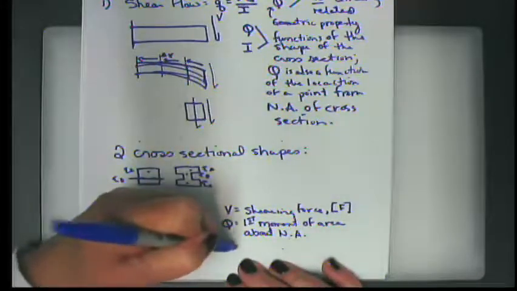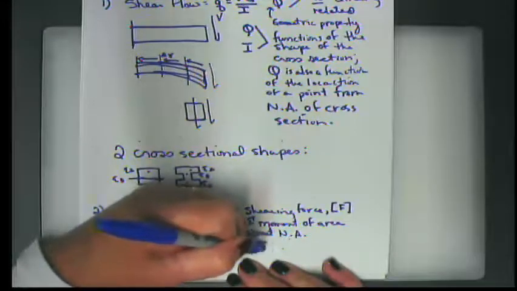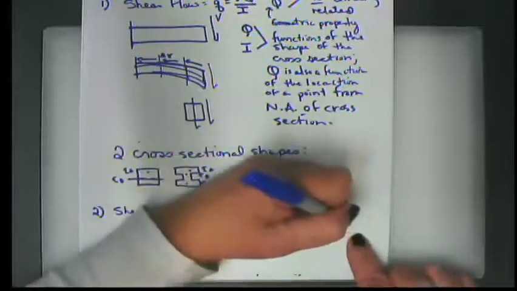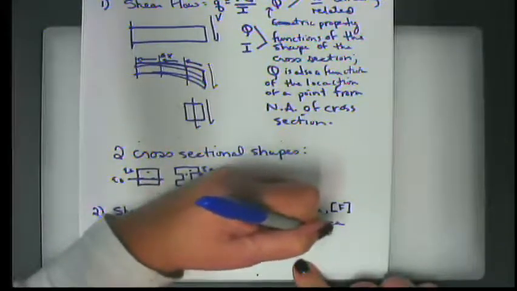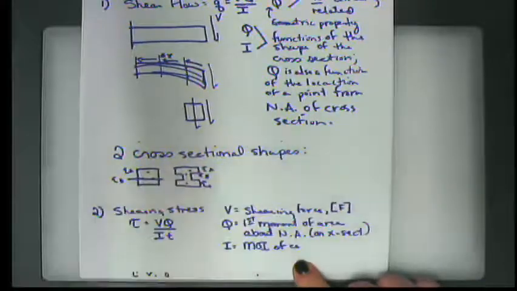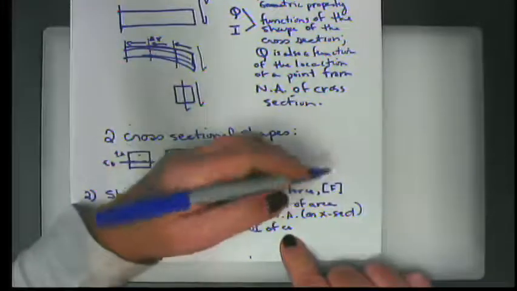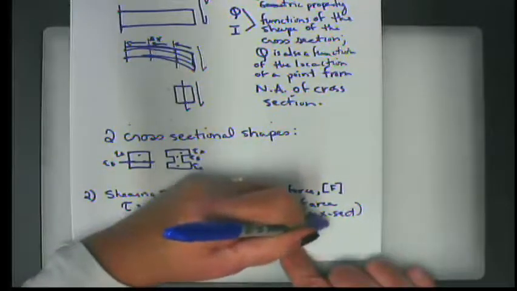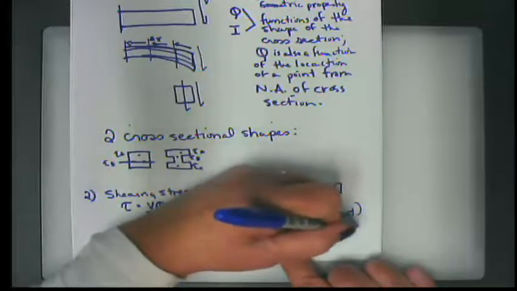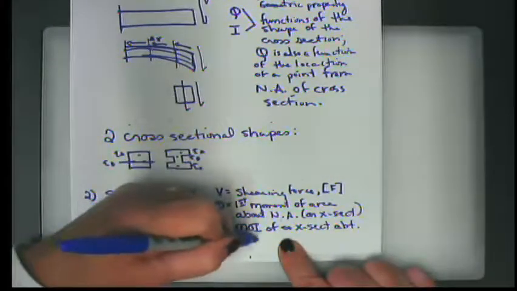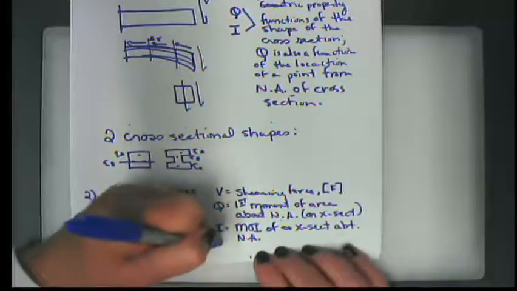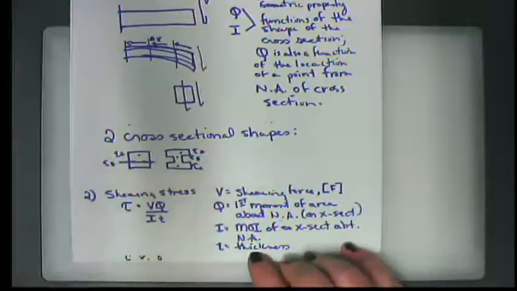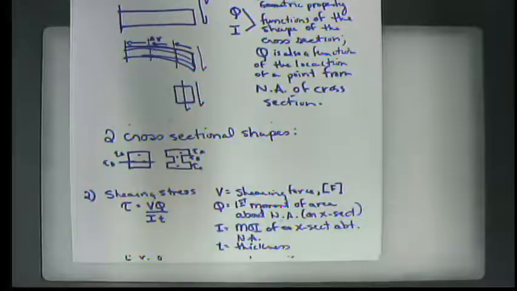I is the moment of inertia of the cross-section about the neutral axis. And T is the thickness of the cross-section at the point in question.